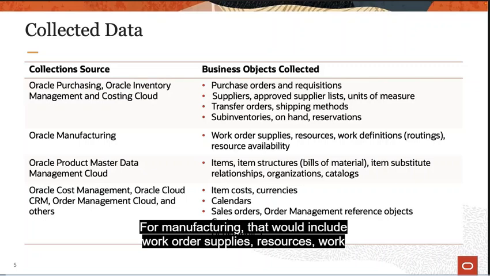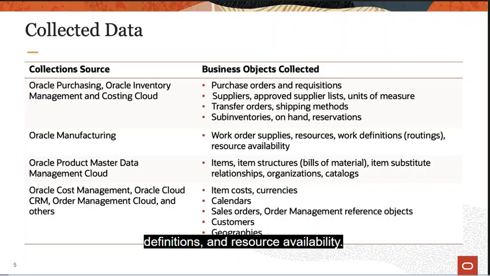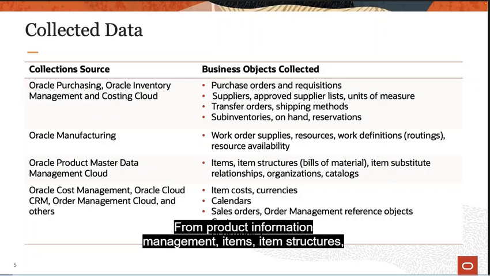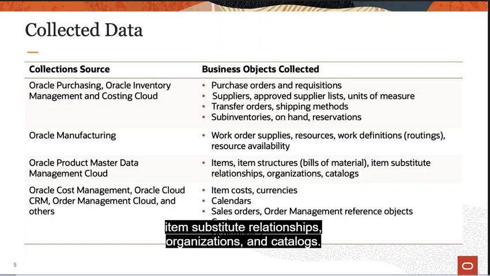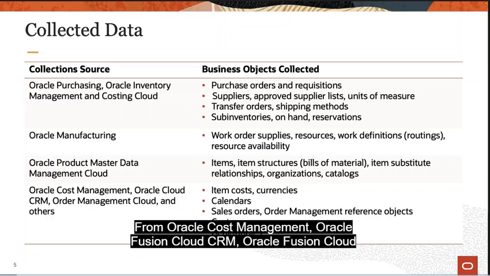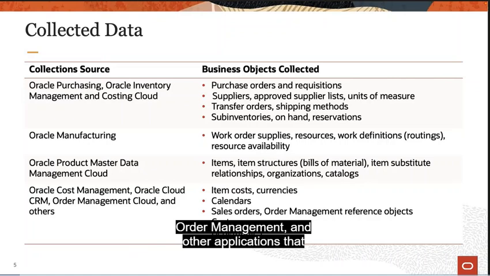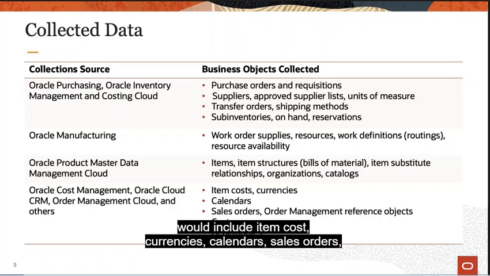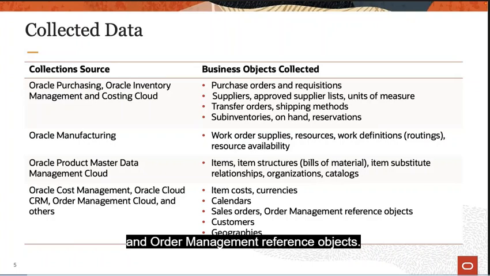For manufacturing, that would include work order supplies, resources, work definitions, and resource availability. From product information management, items, item structures, item substitute relationships, organizations, and catalogs. From Oracle Cost Management, Oracle Fusion Cloud CRM, Oracle Fusion Cloud Order Management, and other applications that would include item cost, currencies, calendars, sales orders, and order management reference objects.